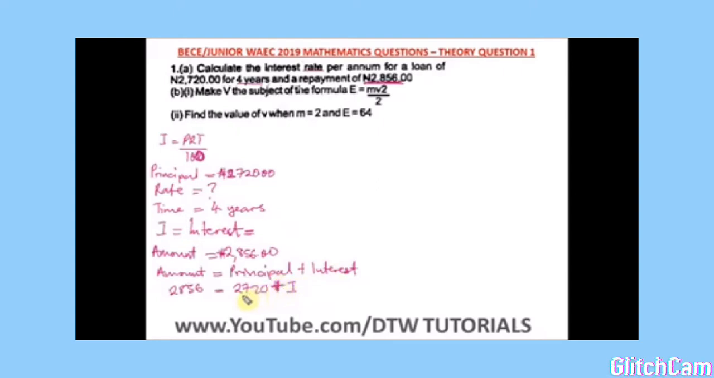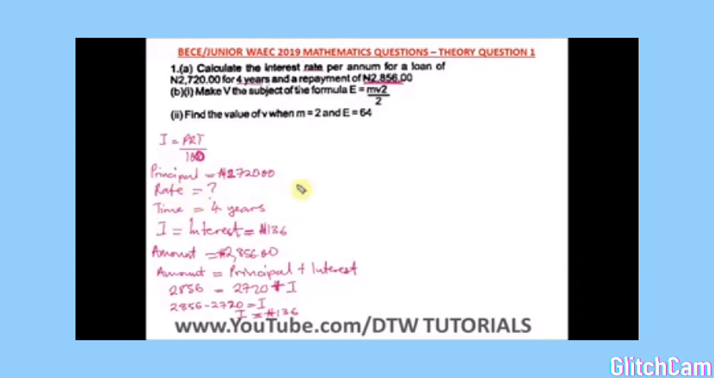To get I, we take this 2,720 to this side. So it means 2,856 minus 2,720 is equal to our interest. So I, this minus this will give us 136 naira. So our interest is 136 naira. So we come here and say interest is equal to 136 naira.